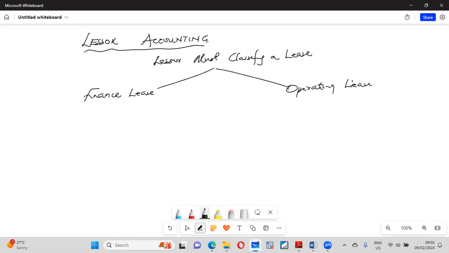Now, what is a finance lease and what is an operating lease? Because your understanding about that will help you determine whether the question in front of you is a finance lease or an operating lease. Okay. Now, what is a finance lease? In the finance lease, the risk and reward of the leased asset, that is the underlying asset, is substantially transferred to the lessee.